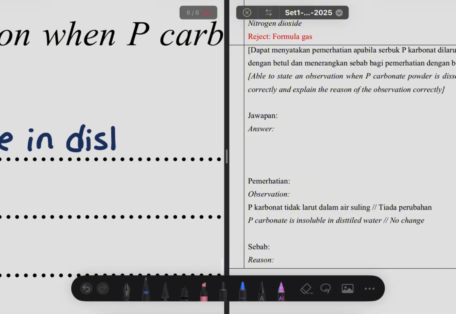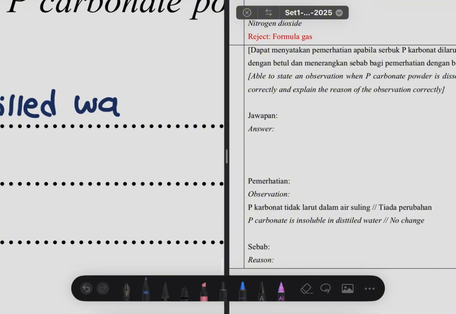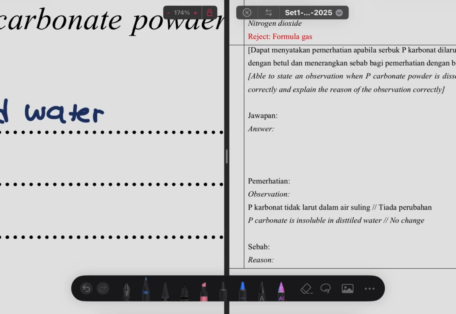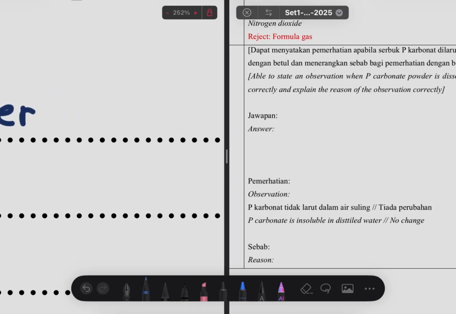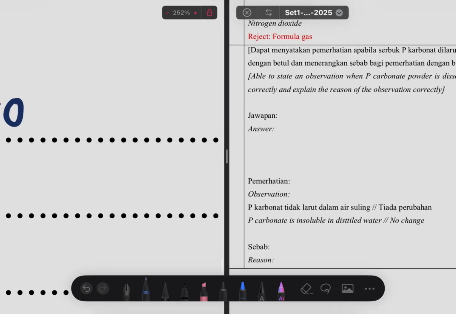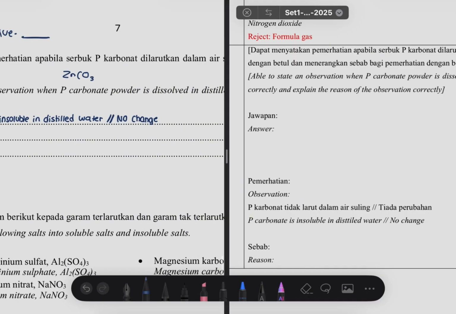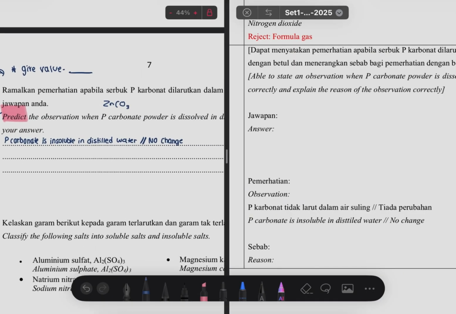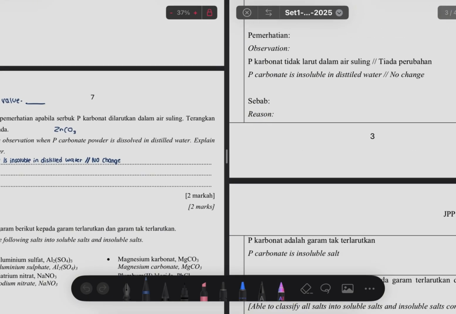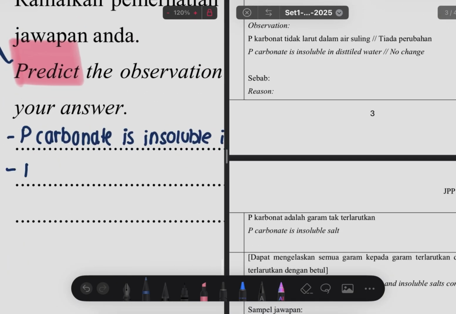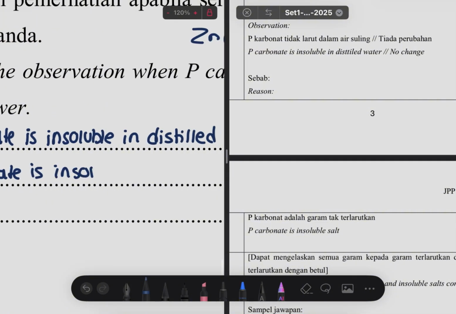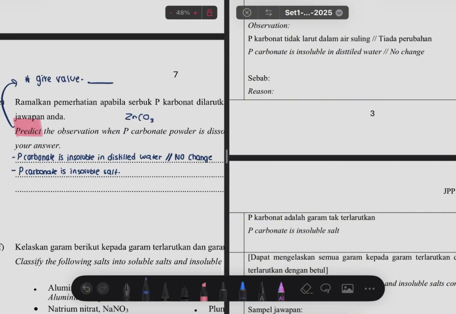Carbonate is insoluble in distilled water. So all carbonate salts are insoluble except for ions which are sodium, ammonium, and potassium. Or you can say no change. But usually for prediction, I always love to give more than one, else I would say something random like, oh, white precipitate, insoluble. So maybe one of them would be right and it would be accepted. Reason: carbonate is an insoluble salt. Although I do not know what the color of zinc carbonate is.